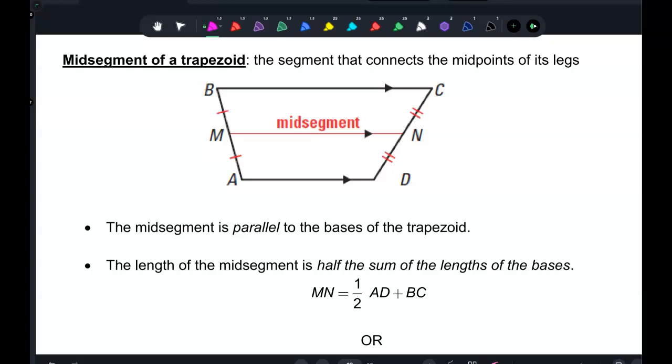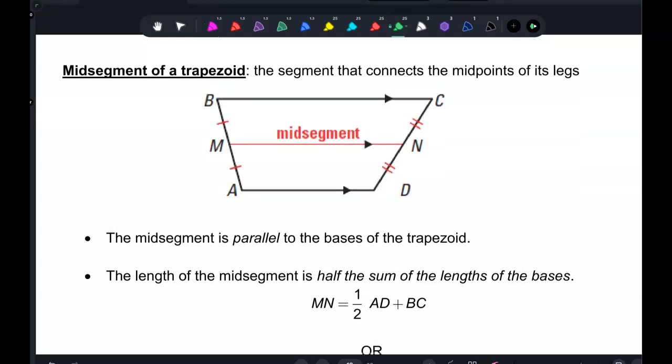Mid-segment of a trapezoid. This is a new segment, a new definition. Mid-segment, if you think about the first part of the word, we think middle, or midpoint. So this is the segment that connects the midpoints of its legs. So here we have the two midpoints and it's just going straight across.